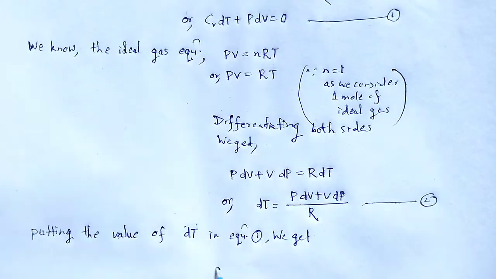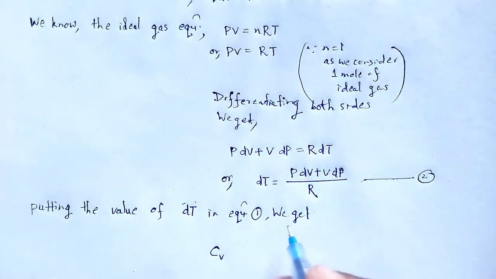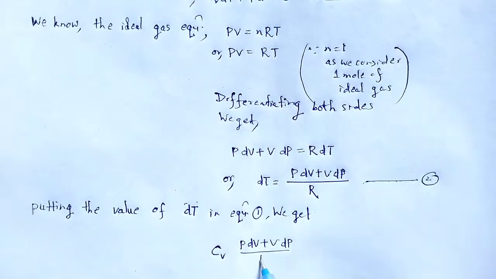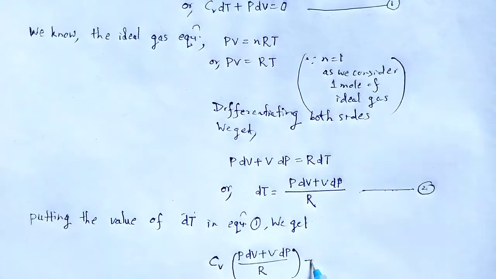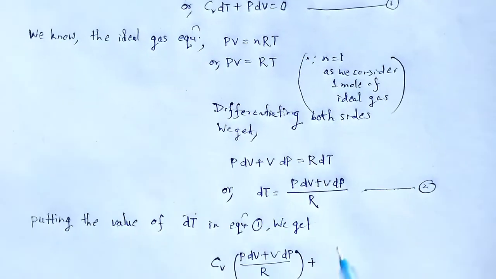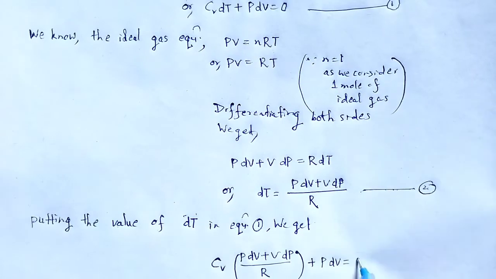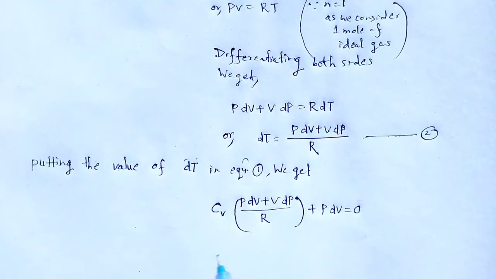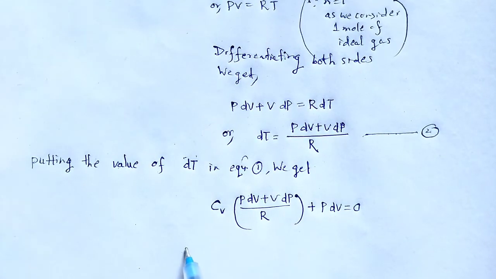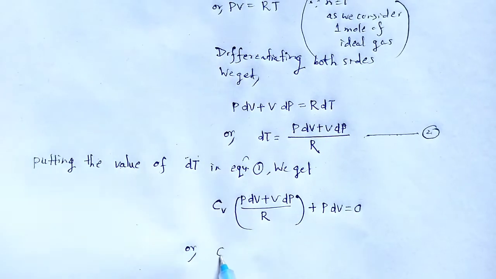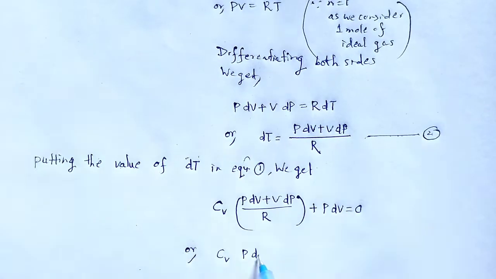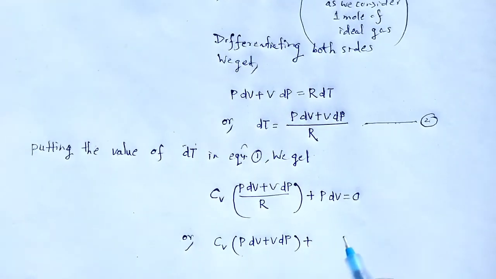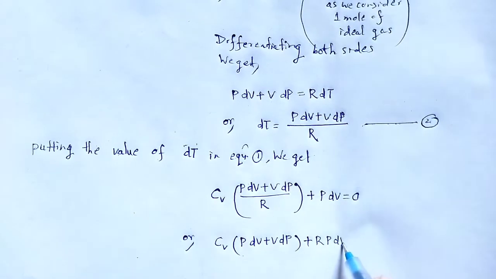Cv, in place of dT we substitute (P dV plus V dP) divided by R, plus P dV is equal to 0. Let us multiply R on both sides. Now multiplying R on both sides, what we have is Cv (P dV plus V dP) plus R P dV is equal to 0.